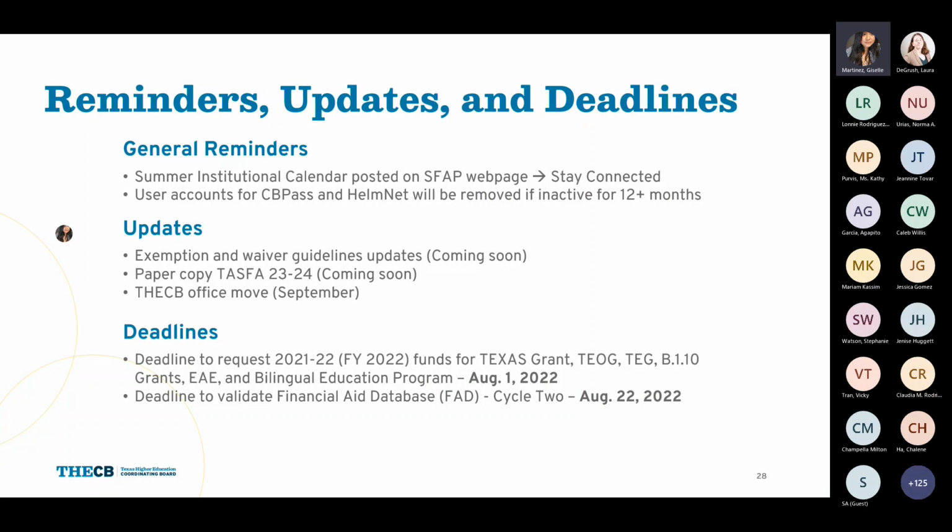Some deadlines that are coming up. The deadline to request 21-22 funds for Texas Grant, TEOG, TEG, B110 grants, educational aid exemption, and bilingual education program is on August 1st, 2022. And the deadline to validate ADS cycle 2 is August 22.